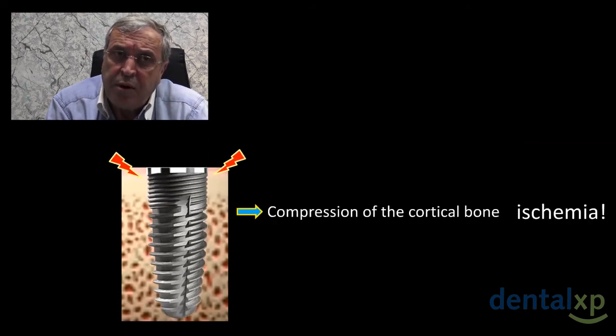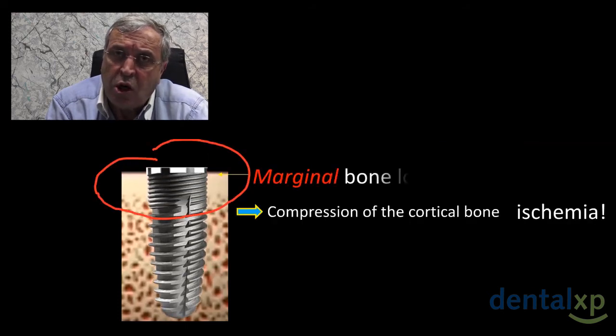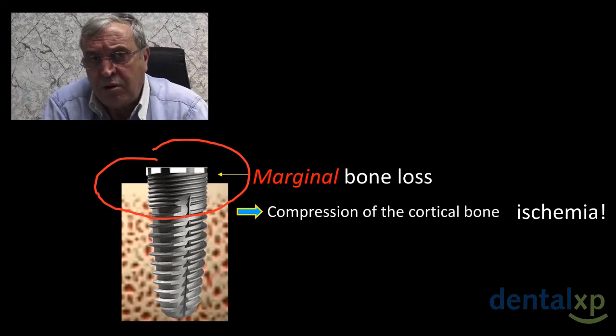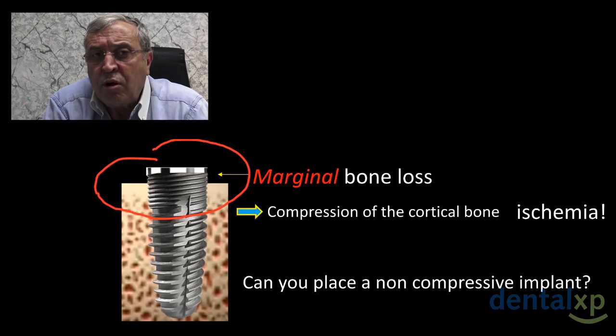When you place an implant, the major force is on the crest. But this bone is not a good bone. The cortical bone is not a bone with high blood supply. And then if you press it, you will lose it. This is why we meet the marginal bone loss, it's only because we press the bone.